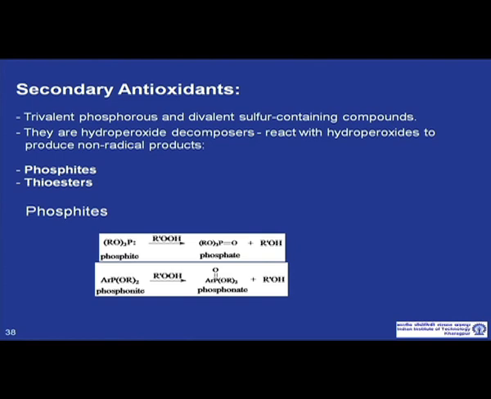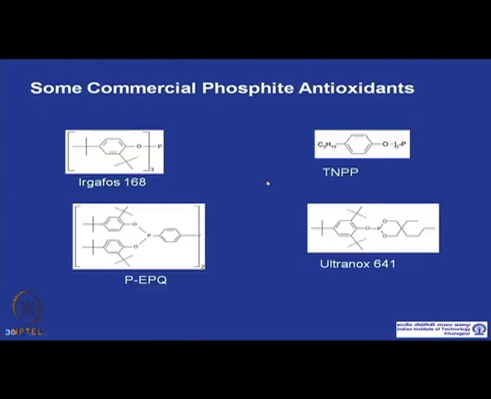For example, how they work: phosphites basically decompose these hydroperoxides and form non-radical products, and thereby decrease the concentration of hydroperoxide, hence decrease the auto-oxidation process. Some commercial phosphite antioxidants are shown here. Again, there are many more, and there is no bias for these antioxidants from my point. These are just examples arbitrarily chosen from the literature.